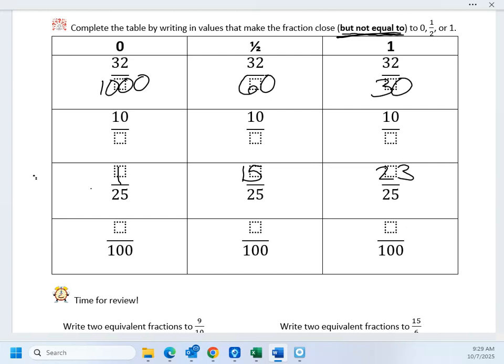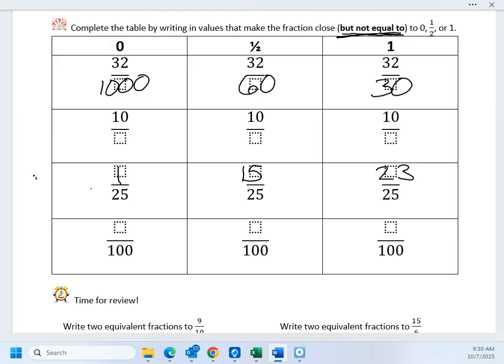Okay. So you're going to practice that second row and that last row, trying to make your fraction look close to 0, your fraction look close to a half, and your fraction look close to one whole. Again, come check in with me. I've got my answer key and we can see if you're doing it correctly. You come check in with me, otherwise I'm going to think that you know what you're doing.